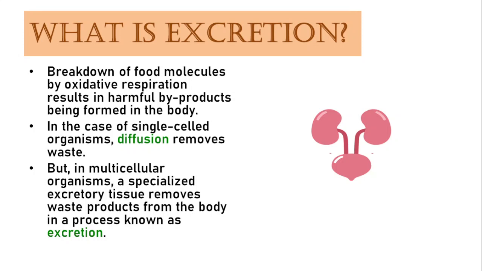In the case of single cellular organisms, the same process of diffusion can easily remove waste from the body. But in the case of multicellular organisms, specialized excretory tissues are present which remove these waste products. So when we define excretion, we can say it is the removal of waste products from the body. So when we take the example of human beings, the specialized excretory tissue that is present in our body are called the kidneys.